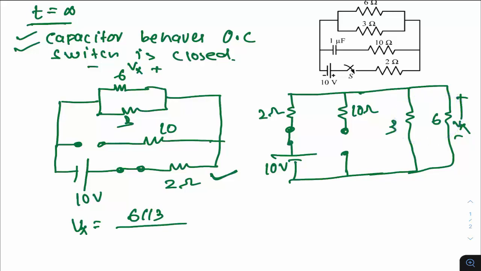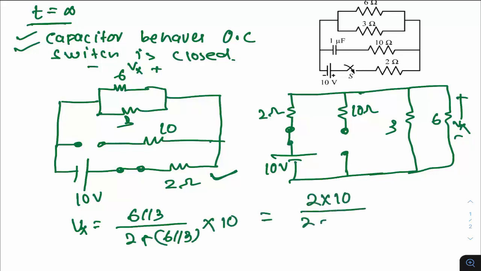6 parallel with 3 divided by 2 plus 6 parallel with 3, into the supply voltage, which is 10. 6 parallel with 3 is 2, so it is 2 into 10 divided by 2 plus 2. So this happens to be 100 into 2, which is 200, 200 by this, which happens to be 4, right? Am I correct? Is it 200?